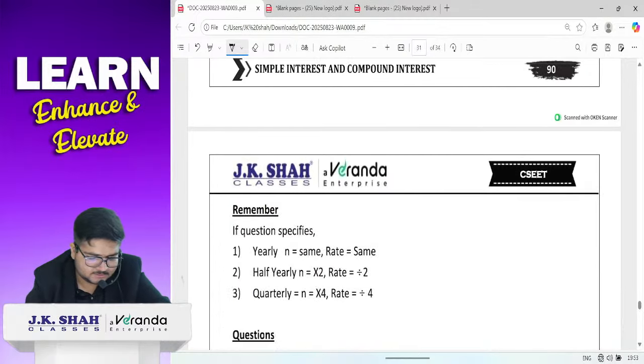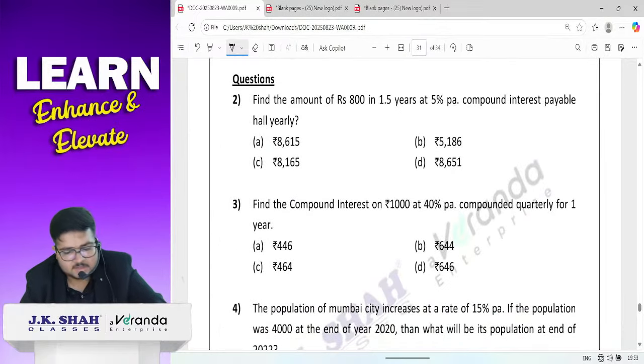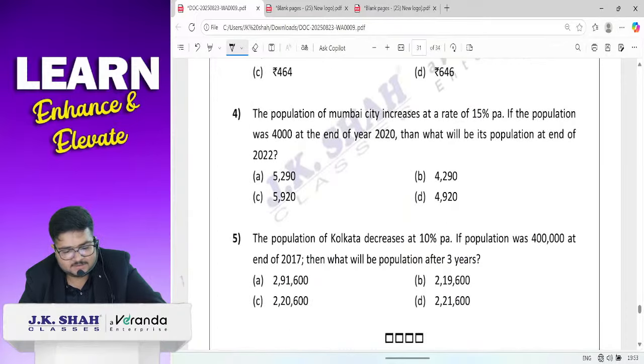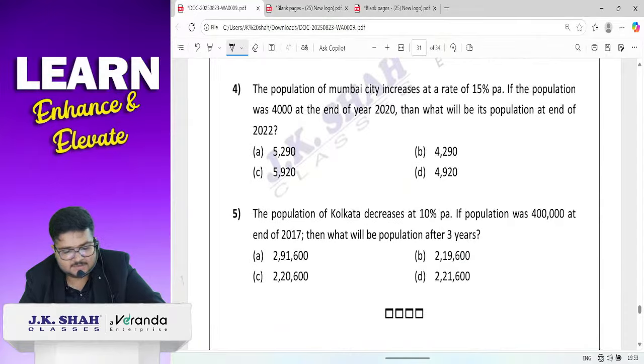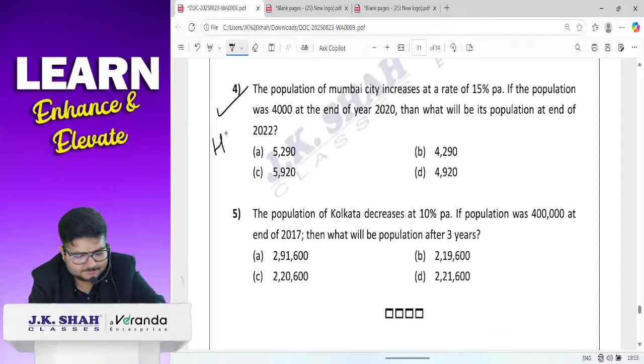Everybody understood? Yes. Second question and third question we will do afterwards in 10 minutes. First we will calculate the fourth sum. In fact, you can do this fourth sum in your homework. We will do the fifth question.